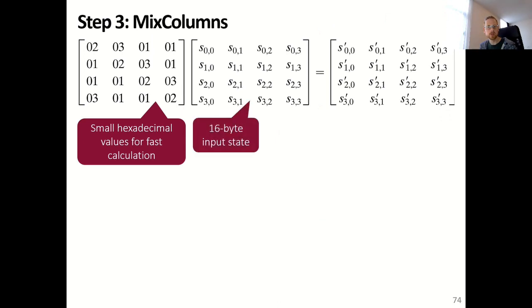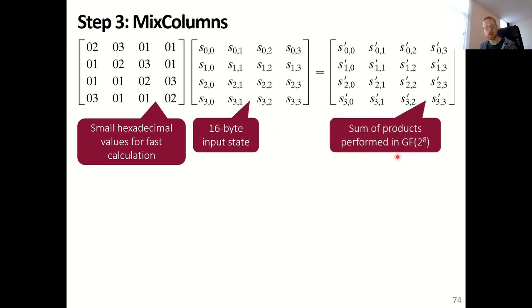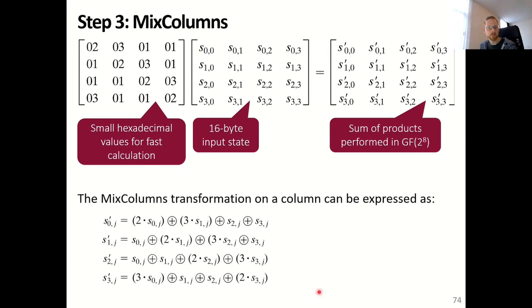Note that the multiplication is performed using Galois field theory, and specifically in the Galois field 2 to the 8. You can check the background material for more information on how to perform multiplication and summation using Galois fields. We can mathematically write down these multiplications as matrix multiplications as follows.